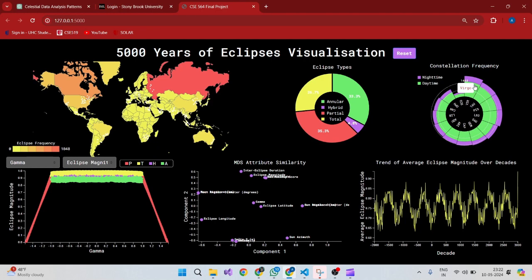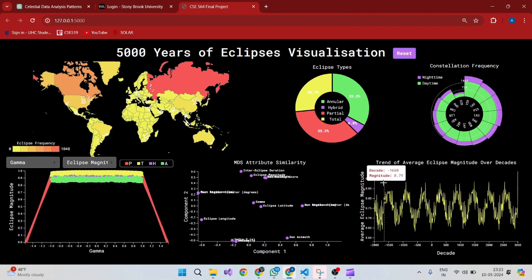I can also filter based on the types of eclipses, and I can include or exclude any number of constellations and visualize the eclipse trends for that. This graph also shows how many nighttime and daytime eclipses are occurring. So the purple shows the nighttime and the green shows the daytime eclipses.